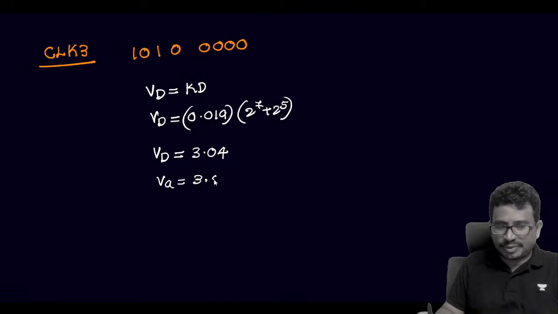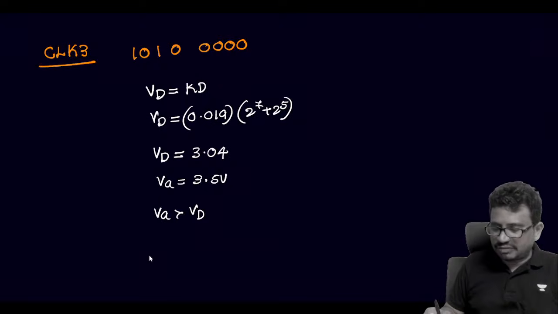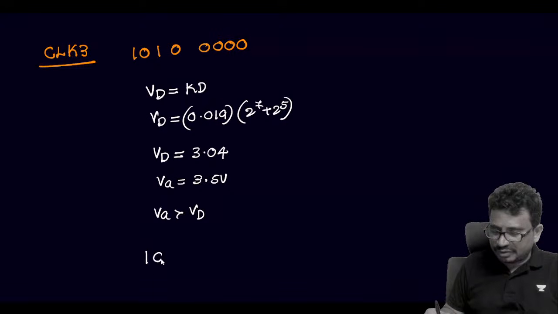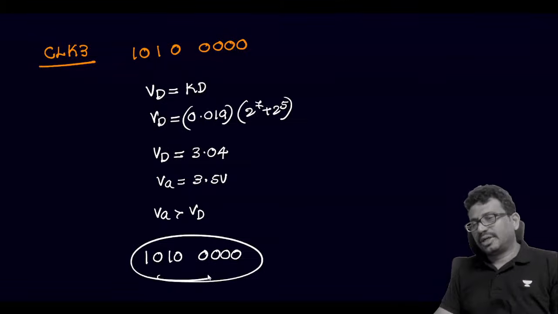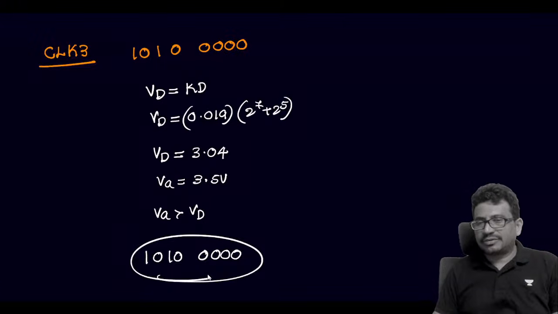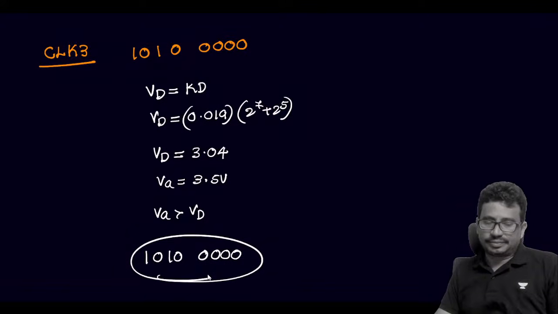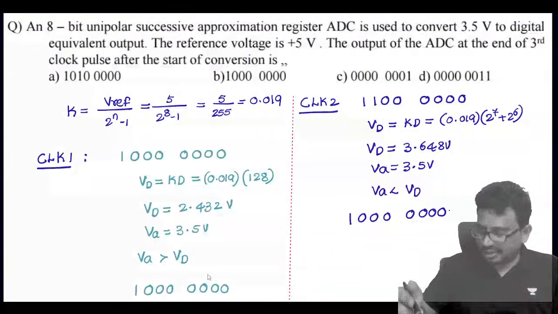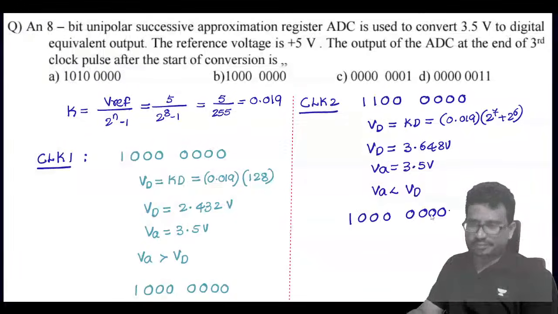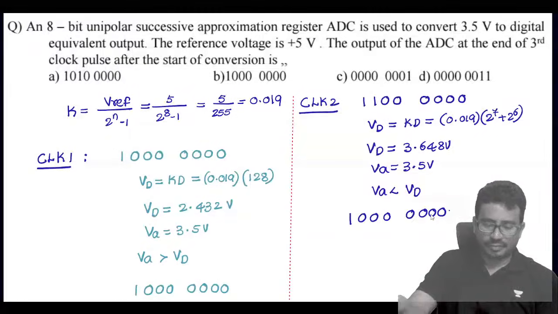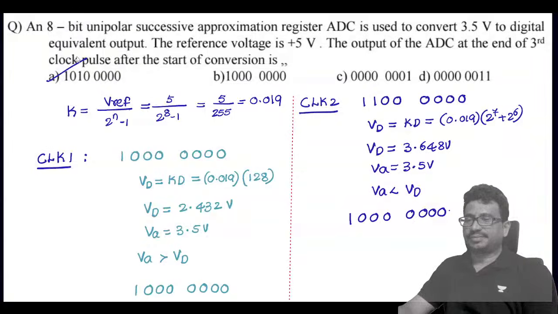How much is the VA value? That is 3.5. Here the VA value is greater than VD, right? So that means it will maintain the bit. So this is 1 0 1 0 0 0 0 0. This is the output at the end of the third clock. So you can see the option now, the option is option A.